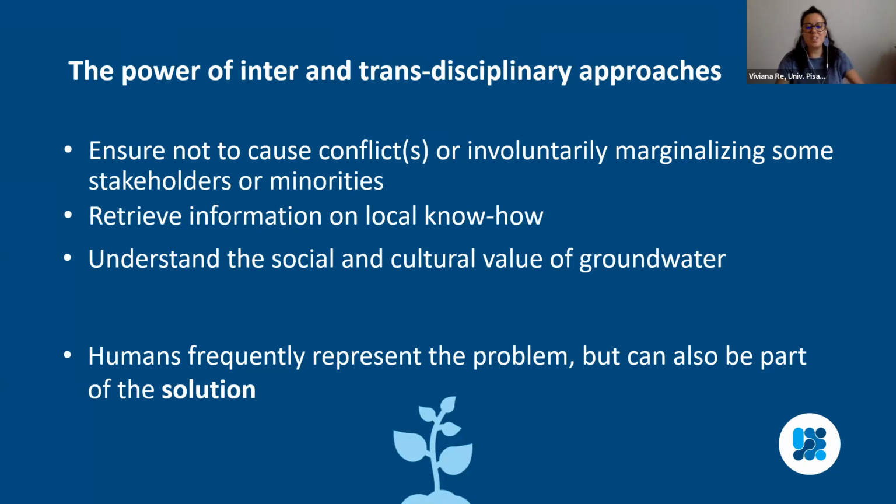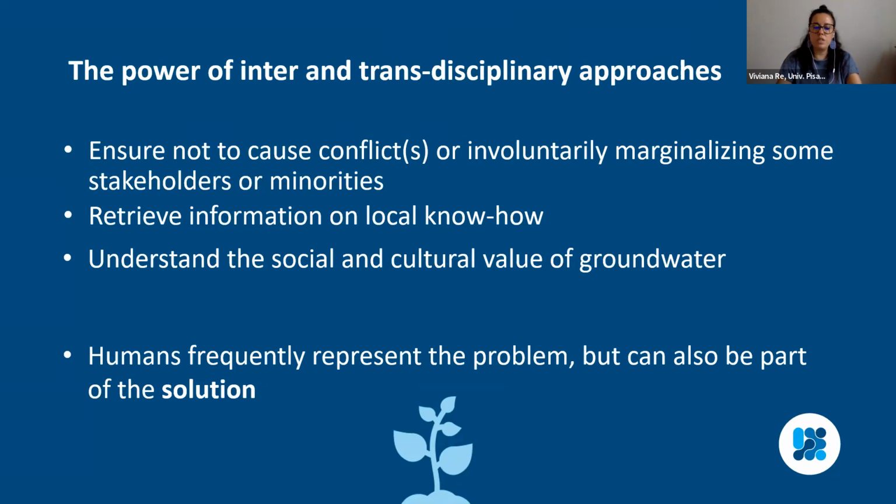All shows that going beyond classical hydrological investigation can really be valuable. And this can ensure, for example, that we do not involuntarily cause conflict or marginalize stakeholders or minorities, that we can retrieve information on local know-hows and traditional and indigenous knowledge, which is crucial if we want to decolonize science and groundwater management, which is something that we really need. And also we can work in full respect of the cultural value of water and cultural sensitivities.